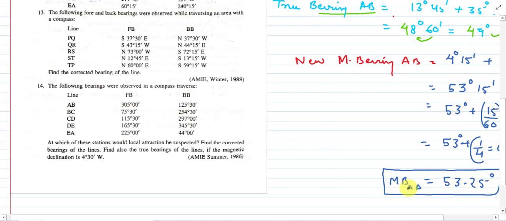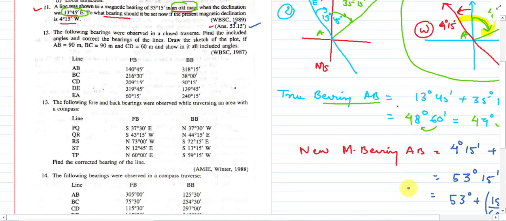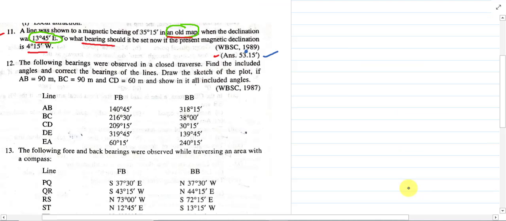Now we move to question number 12, which is the second numerical of our lecture. Question number 12 says that the following bearings were observed on a closed traverse.